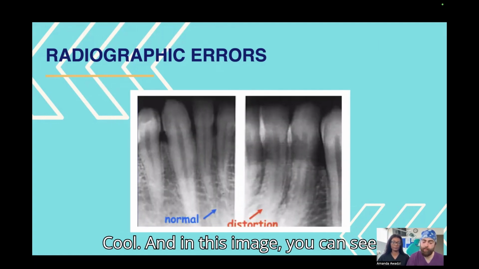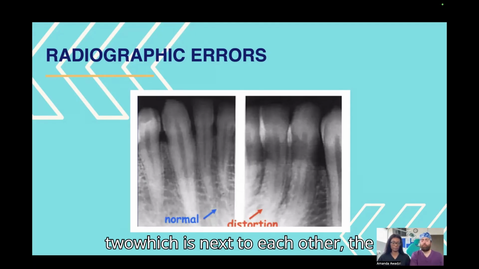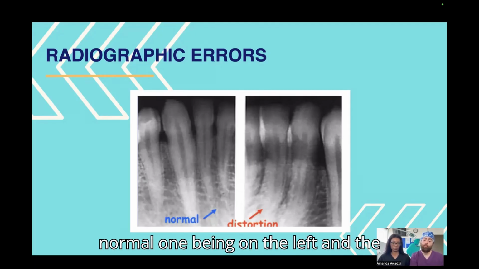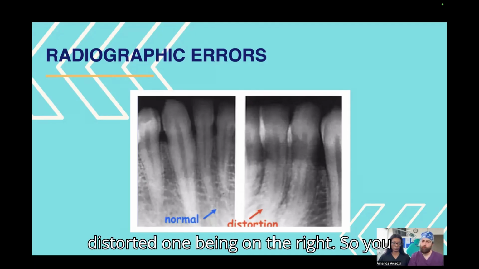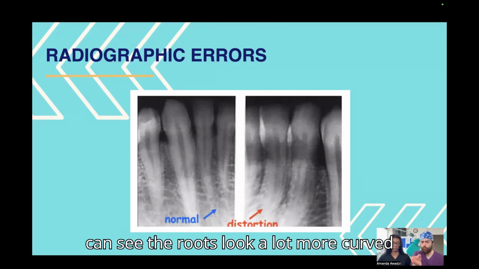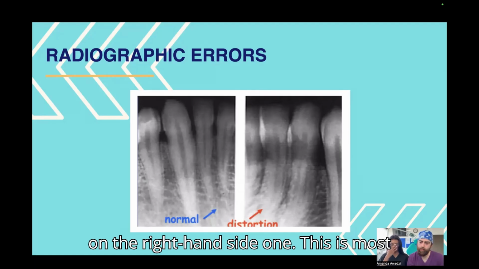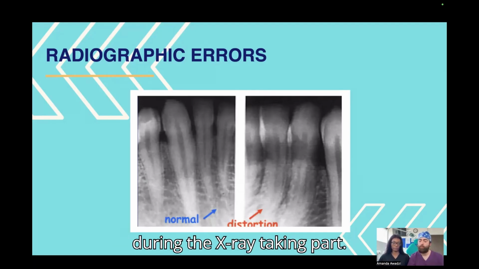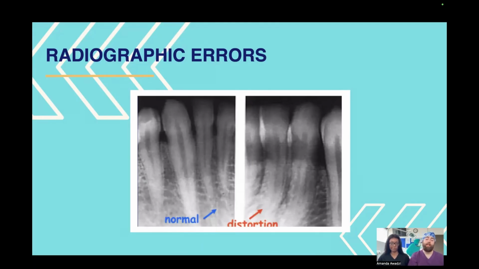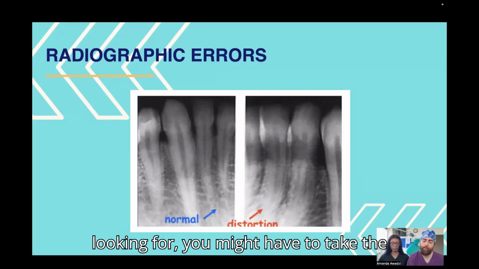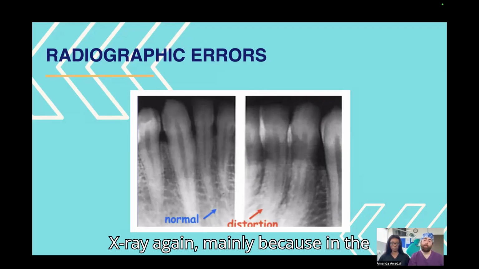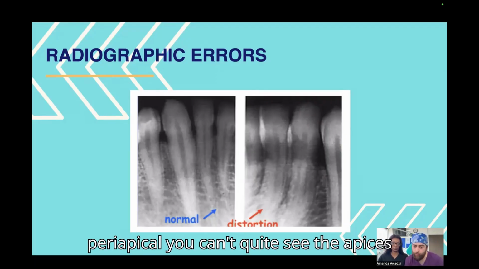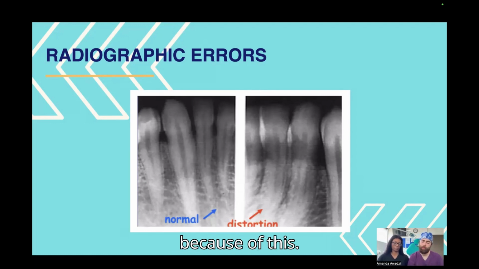Cool. And in this image, you can see two next to each other, the normal one being on the left and the distorted one being on the right. So you can see the roots look a lot more curved on the right-hand side one. This is most likely due to the film bending during the X-ray taking part. In this case, depending on what you were looking for, you might have to take the X-ray again, mainly because in the periapical, you can't quite see the apices because of this.